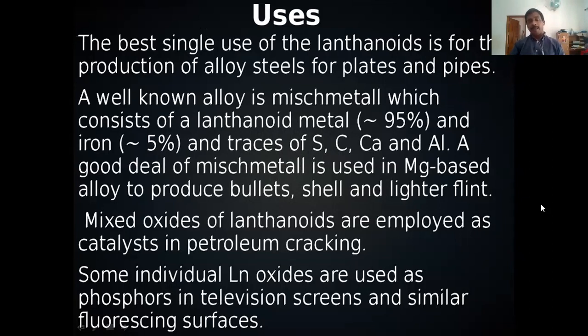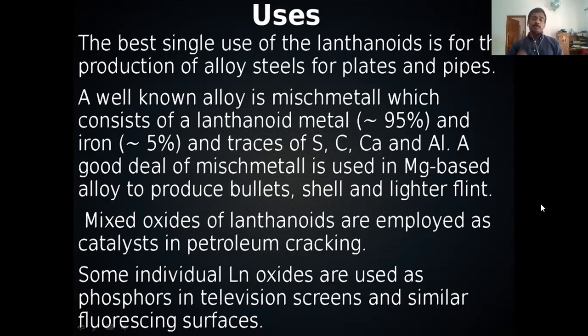That is important. A well-known alloy is mish metal, which consists of 95% lanthanoid metals. Maybe one or two metals, usually cerium. Cerium is present in greater percentage, about 40-45% cerium. And iron 5%, traces of sulfur, carbon, calcium, and aluminum are present in mish metal. So the composition of mish metal, you have to remember it. In your textbook, it is clearly given: lanthanoid metal 95%, iron 5%, and traces of sulfur, carbon, calcium, and aluminum.